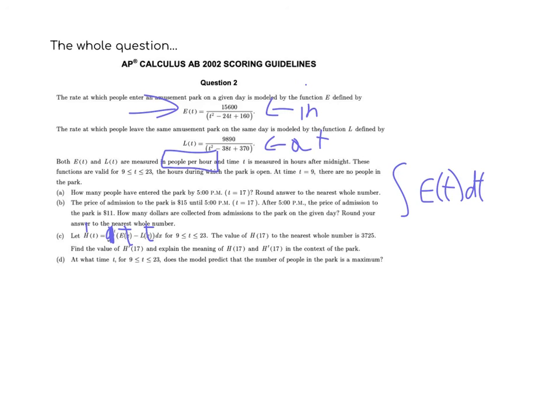And then for part D, at what time does the model predict the number of people in the park is a maximum? You should know this, you have a maximum when the derivative goes from positive to negative, or the overall function goes from increasing to decreasing. That occurs at that 15.795 or whatever I found, because that's where the entering and leaving rates, E and L, are the same, and that's when the derivative h prime goes from positive to negative, or the overall function goes from increasing to decreasing.